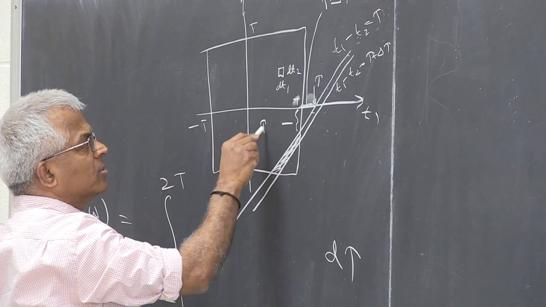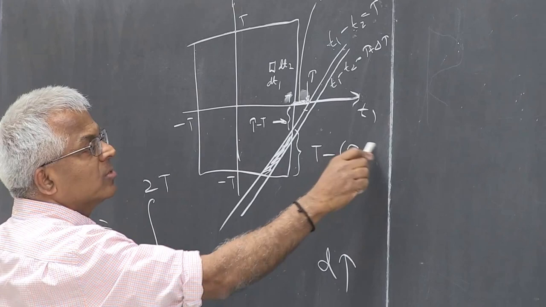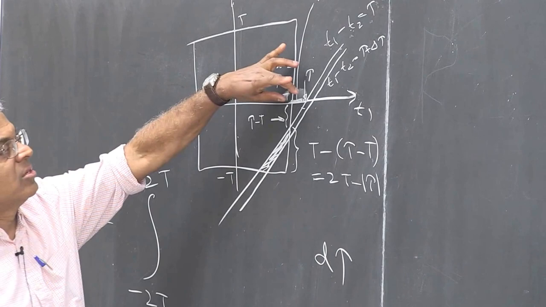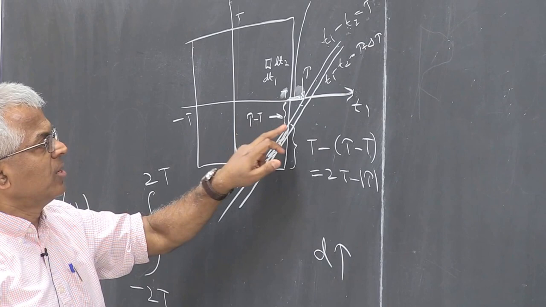So how much is this? This whole thing is T, right? So that's T minus tau minus T, so that will be 2T minus tau. It doesn't matter whether it's on this side or that side, right? So this is tau minus T. The way I have drawn it, tau is greater than T. And so this will be tau minus T, and this will be T minus tau minus T, which is 2T minus tau. So that will be this.